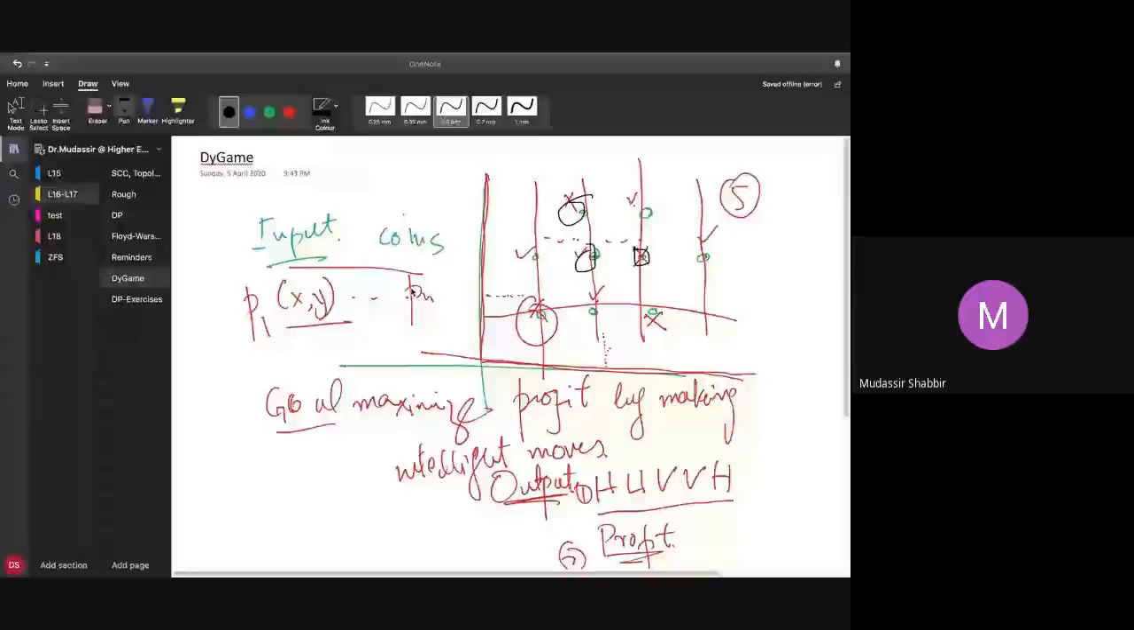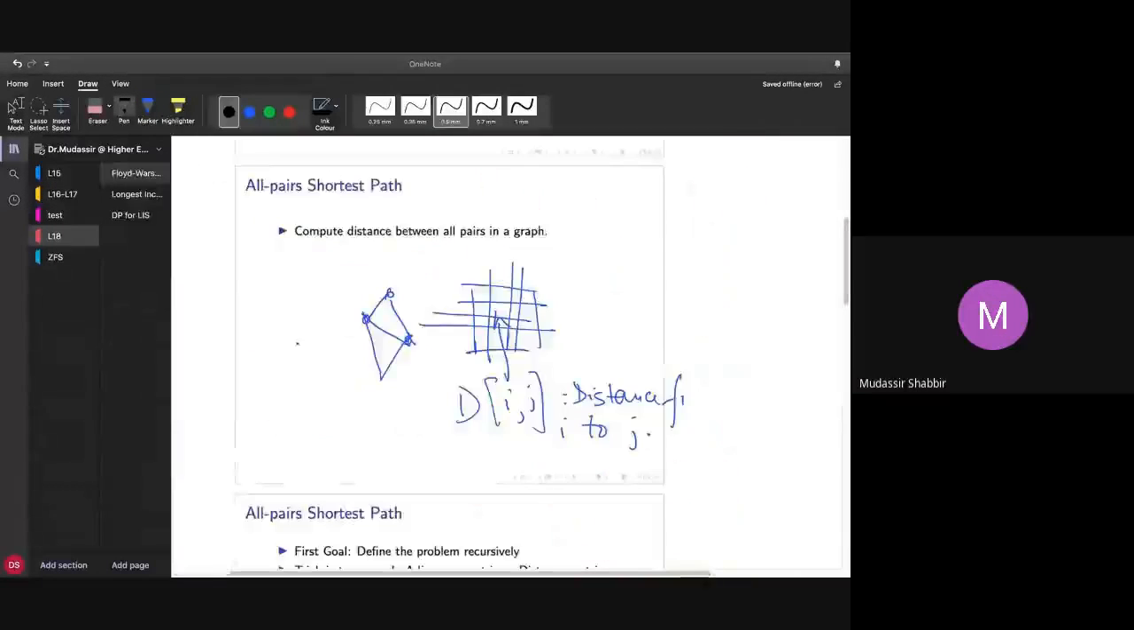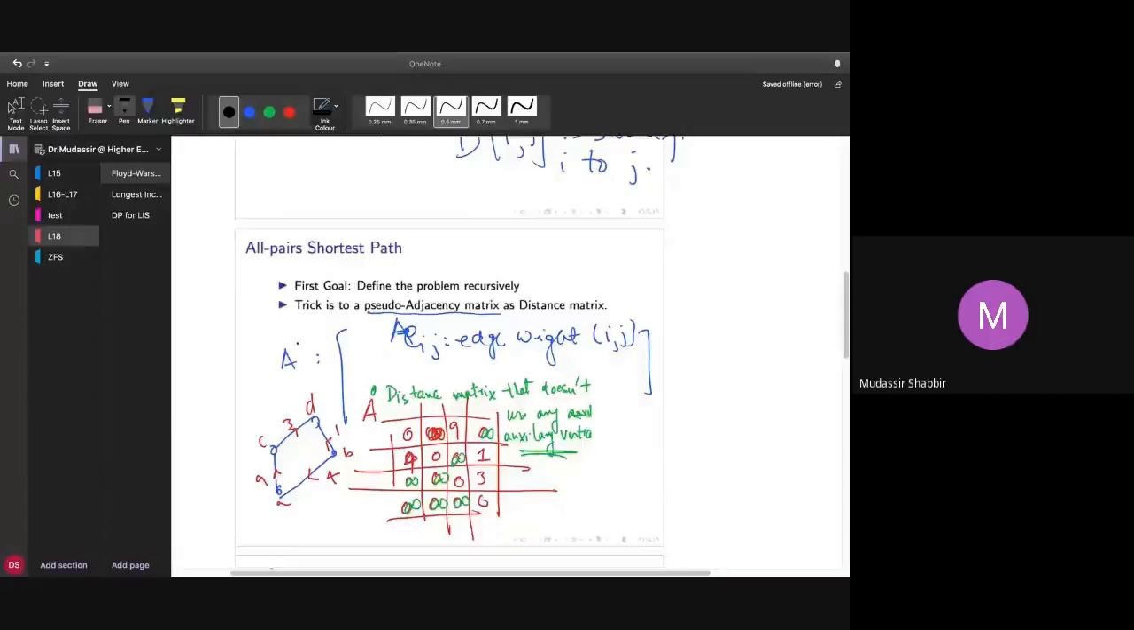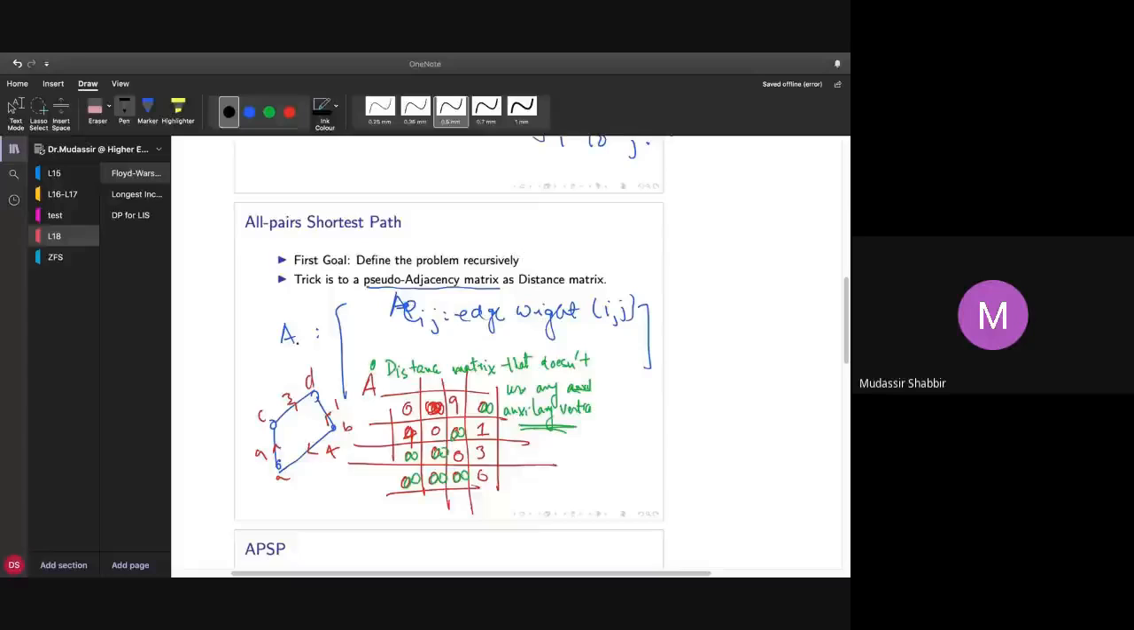Okay, let's go through today's lecture and see if we can figure something out for this game as well. Okay, so we are here on all pairs shortest path. And we have here, so our input is an adjacency matrix.